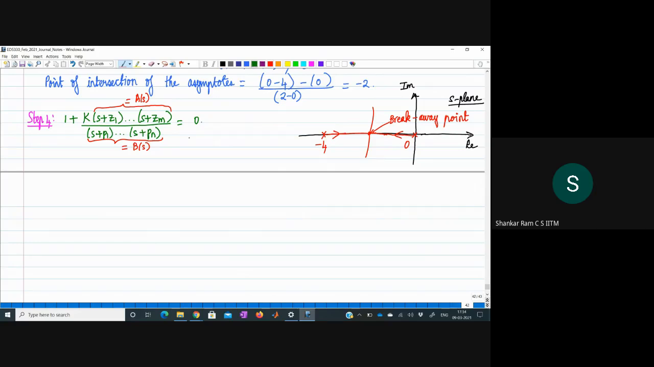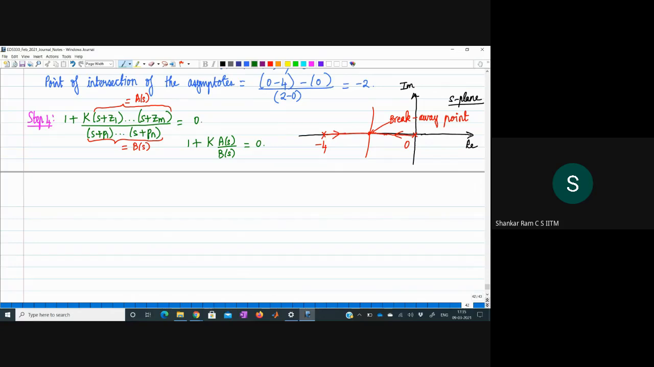Then this equation takes the form 1 plus K times A(s) divided by B(s) equal to 0. This is just for simplicity, right? So we are writing (s plus z1) till (s plus zm) as the polynomial capital A(s), and (s plus p1) through (s plus pn) as the polynomial capital B(s). So consequently, the closed loop characteristic equation can be written as 1 plus K times A(s) divided by B(s). All right. So once we have this in this form, we process it.